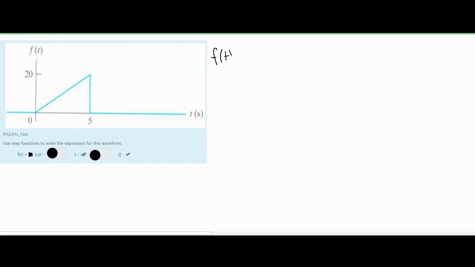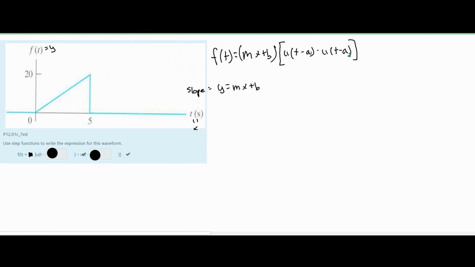We have our f of t equal to mx plus b, and this is basically y is equal to mx plus b, and this is familiar because this is the slope formula. Our f of t is y and our t is x, and then this is being multiplied by the u of t minus a minus the u of t minus a, and then we close this off. Our first a we're going to denote as a1, and then our second a we're going to denote as a2.